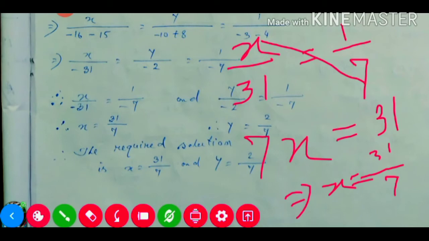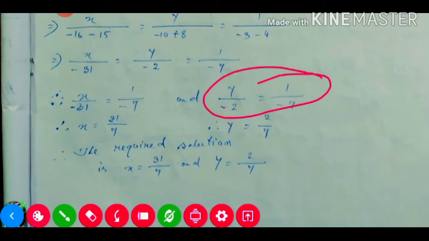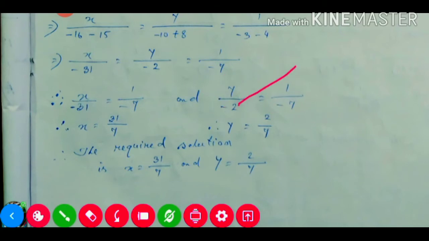So directly I have written here. So you are also able to write directly, minus minus will be cancelled. Then x, down 1 will be top, and the same will remain. Similarly y value also, minus minus will be cancelled, then it will be 2 divided by 7. Therefore the required solution is x is equal to 31 by 7 and y is equal to 2 divided by 7.